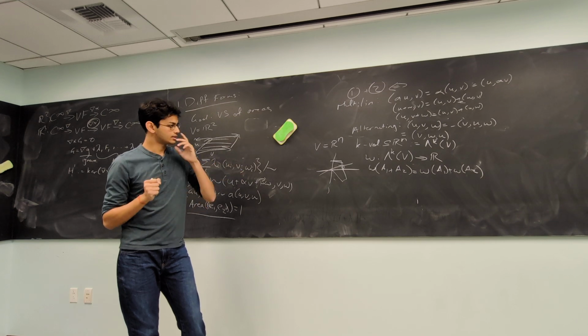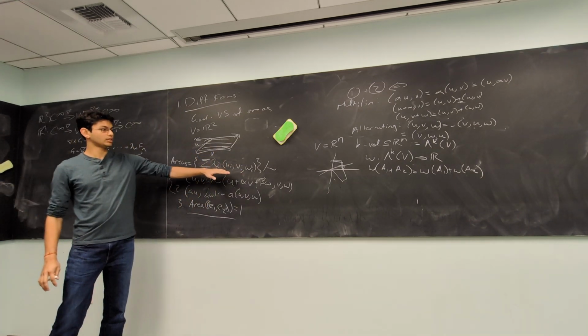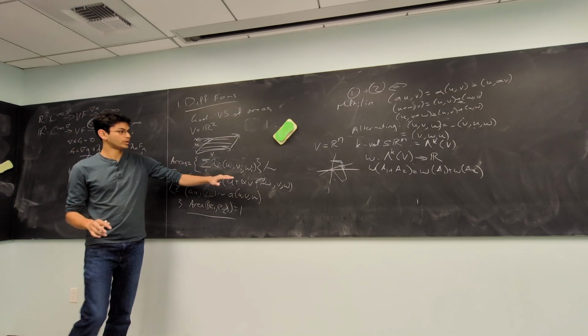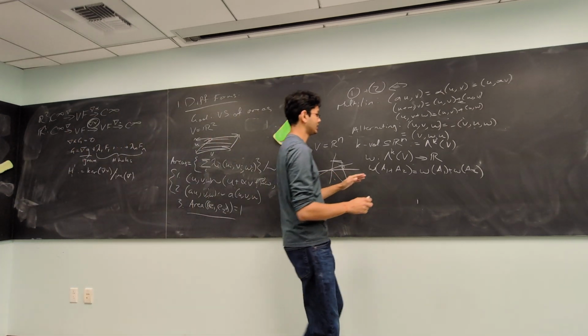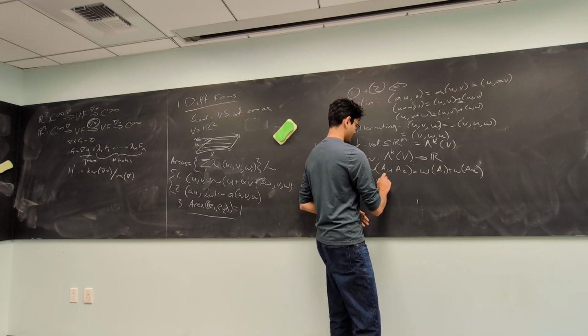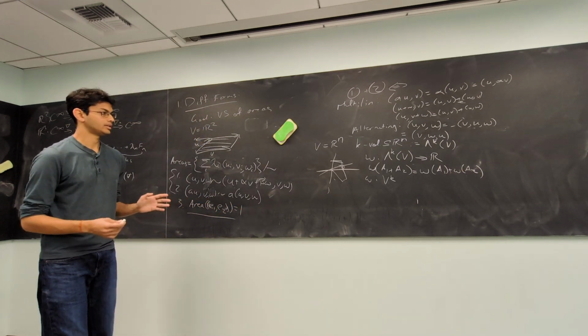What this does is it fixes all of the problems that we have. These formal linear combinations, we don't have to look at them anymore. What we can instead do is define omega as being a function from k copies of V.